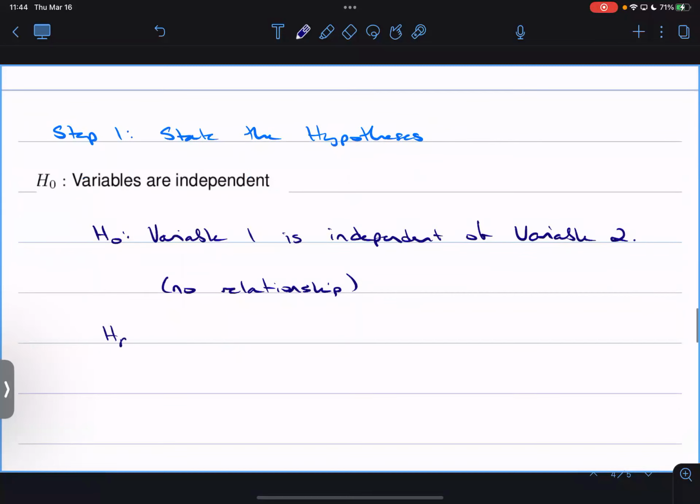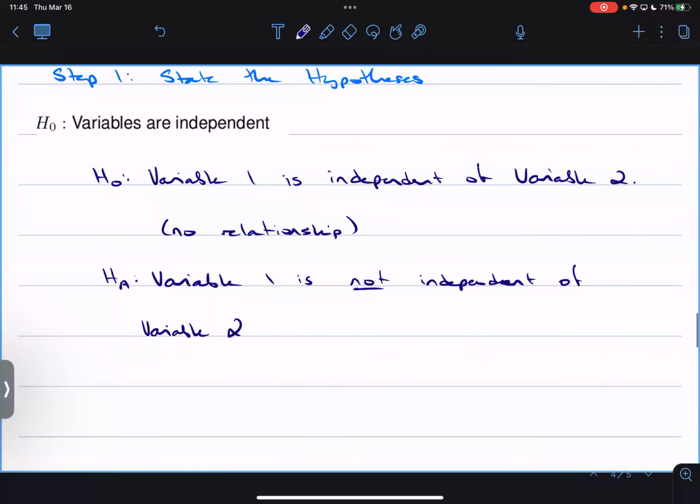So the alternative hypothesis is just the opposite, right? Variable 1 is not independent of variable 2. You can say dependent. I just like to use the negation instead. For me, it helps me think a little bit less. Think a little bit less, do a little bit more. So there is a relationship, if you prefer to phrase it in terms of a relationship.